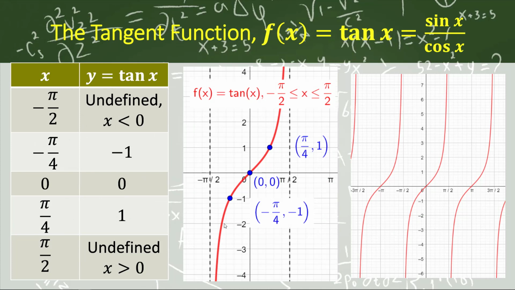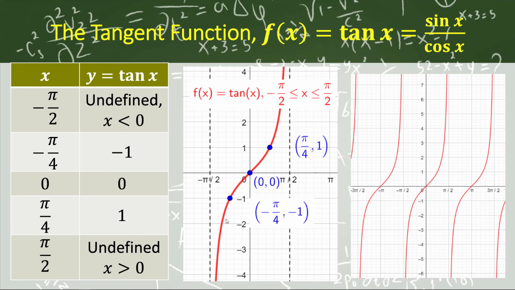Well, this right here is the graph of the tangent function. Recall that the tangent is equal to the ratio of the sine to the cosine. And to graph this, we are going to start at negative pi over 2. At negative pi over 2, cosine is equal to 0 and sine is equal to negative 1. So we have something that's undefined, but it actually happens to be approaching negative infinity.